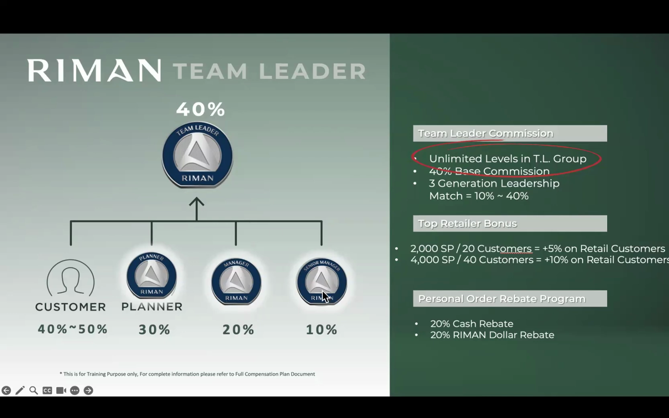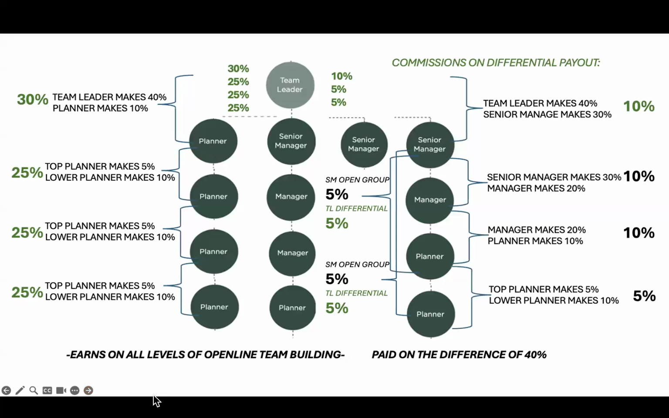Okay. Now a senior manager takes 30%. I take 40%. So the difference I make off of his team is 10%. But remember, I talked about unlimited levels in team leader groups. What I mean by that is technically managers and planners only get paid on their level 1. Senior managers get paid on their level 1 plus the 5% open group, right? So anything and everything that is left over on those payouts, everything on the entire depth of the business, is going to be paid all to the team leader. That's why the money is so lucrative.